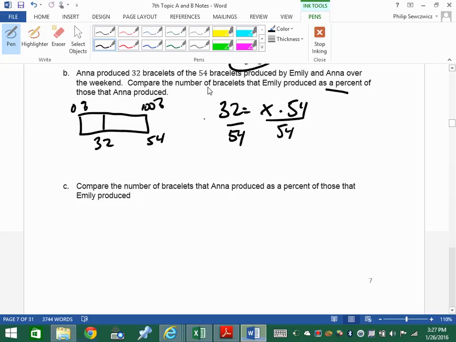So let's see what we've got there. In our decimal here, we've got 0.59 and then 2 and then 59. So we get a repeating decimal that is there. And then that equals our X.